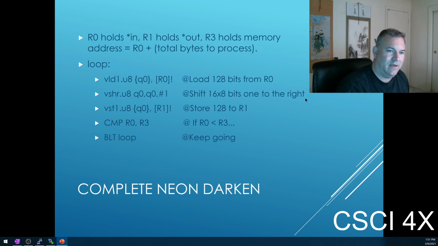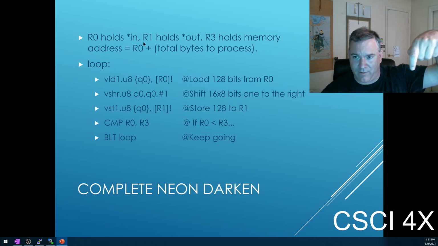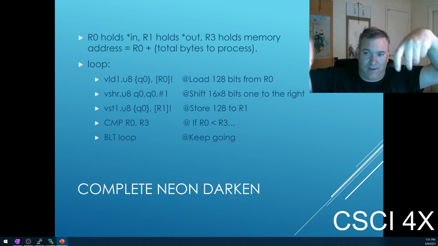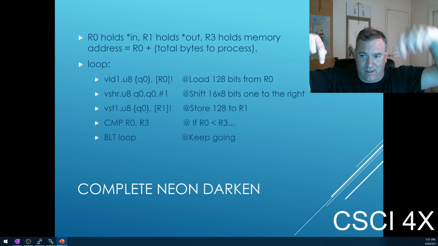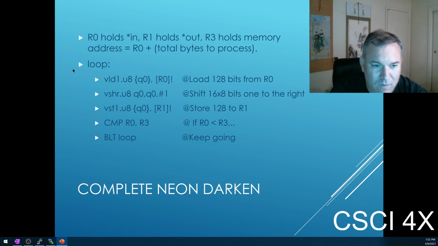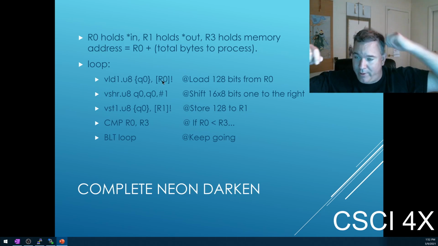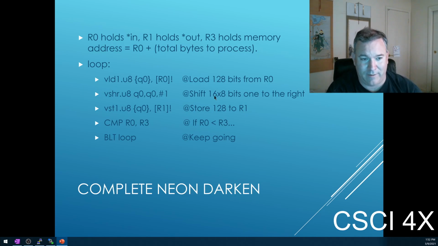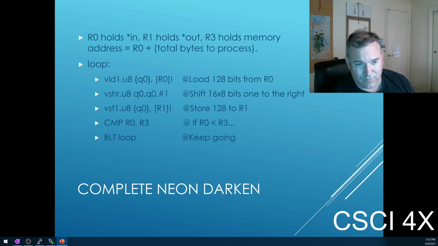For this loop here, it's going to have R0 holding the start of the array, R1 holding the array that we're writing to, and R3 holding a pointer to the end of the array. So it's a range-based loop. Here's the start of the array, here's the end of the array, and it's going to loop from here to here. This code loads 128 bits from the start of the array, and the pointer then moves 128 bits to the right. Cool. And then it shifts right, so it does a shift right instead of a division, because it's faster. It shifts all of those unsigned 8-bit numbers one to the right. You notice how it's .u8, that means an unsigned 8-bit number.